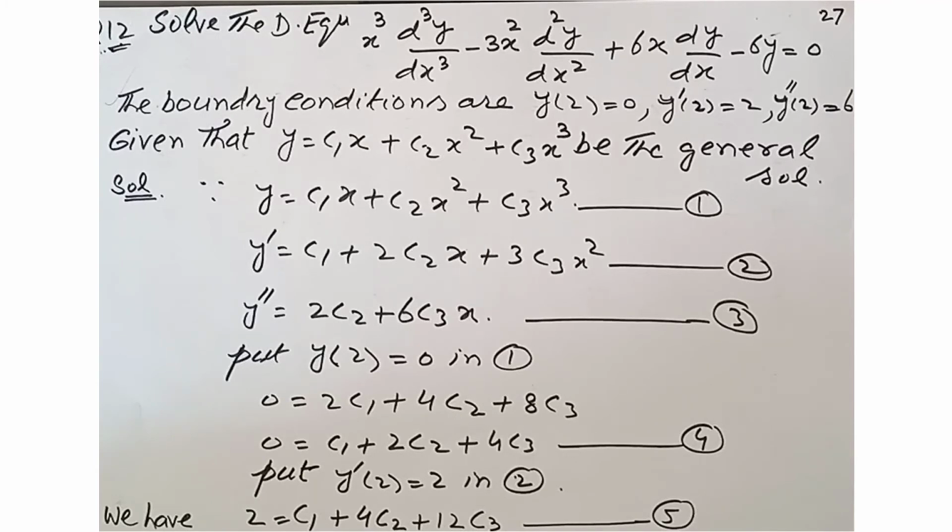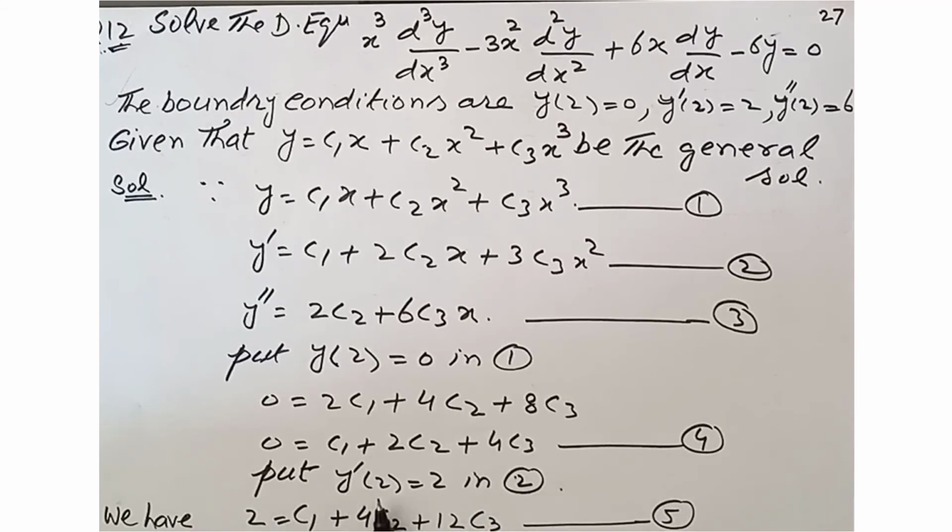Now again we put y(2) equal to 0. In place of x we put 2 and in place of y we put 0 in equation number 1. So 0, and in place of x we put 2, this becomes 2c1 plus 4c2 plus 8c3. Divide this equation by 2. We have 0 equal to c1 plus 2c2 plus 4c3. This is equation number 4.